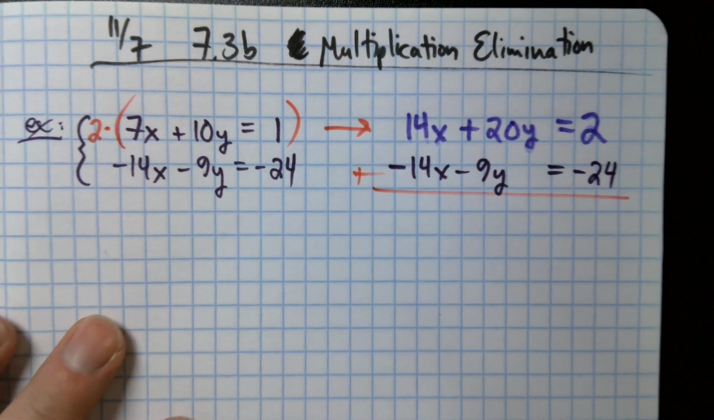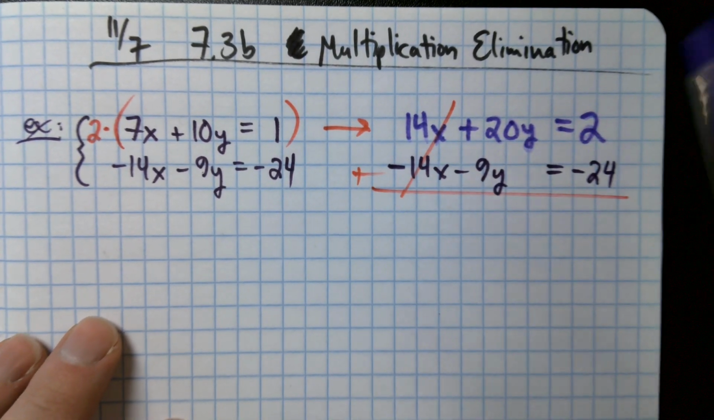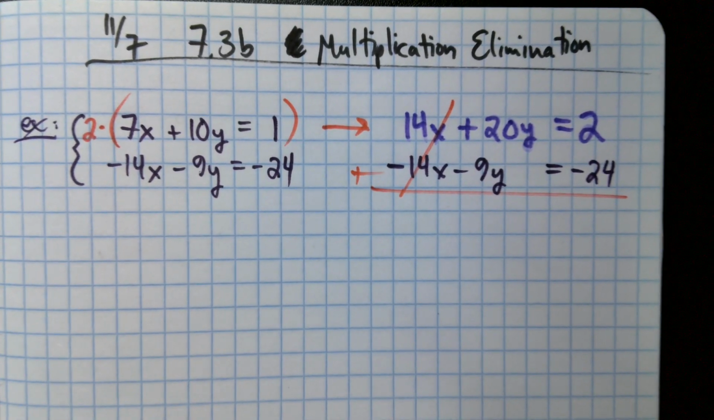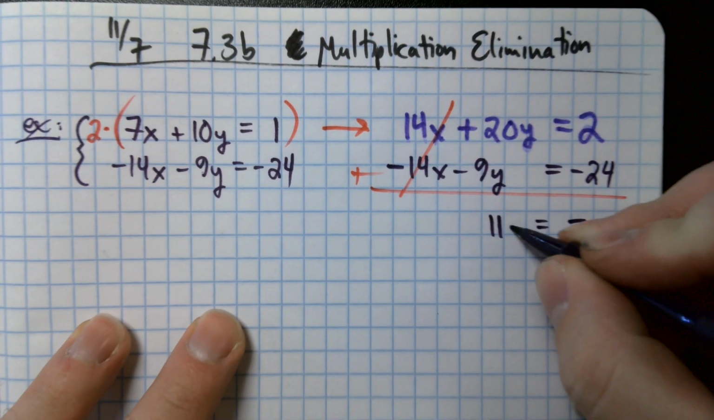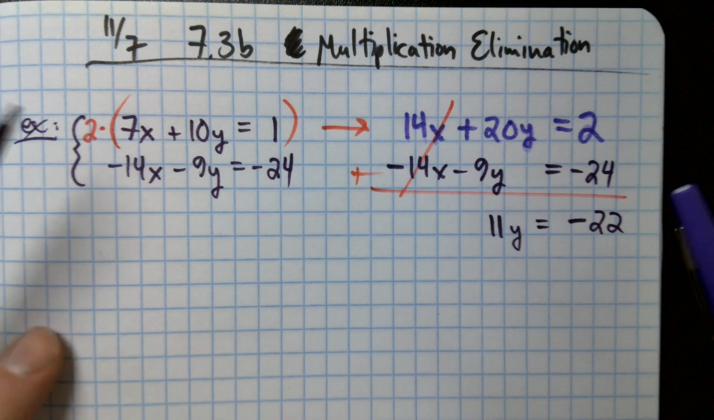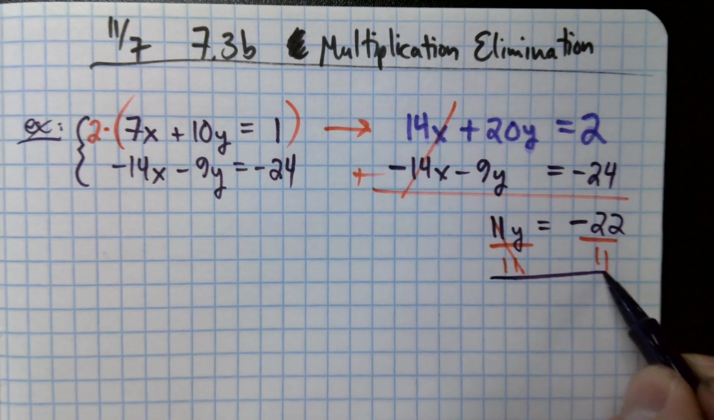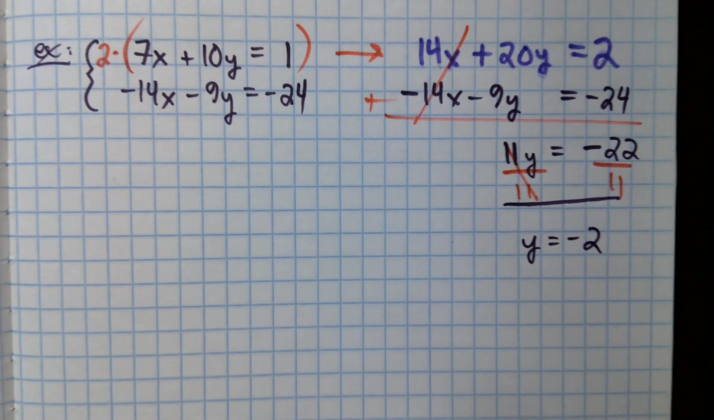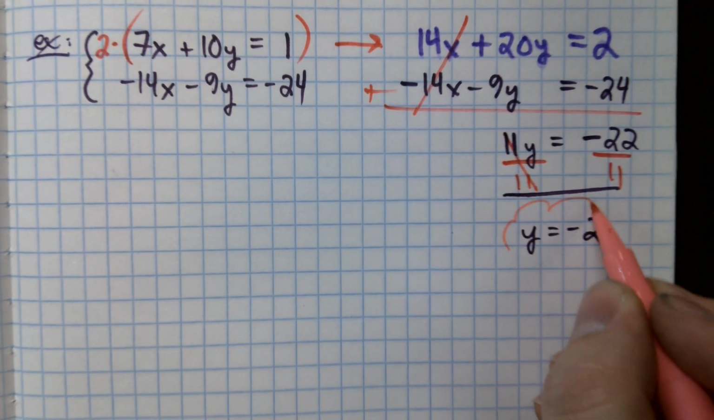If I combine these equations together now, what happens to my x terms? They eliminate. What is 20y minus 9y? 11y. And what is 2 minus 24? Negative 22. What can I do now? Divide by 11 and I'm left with y equals negative 2.